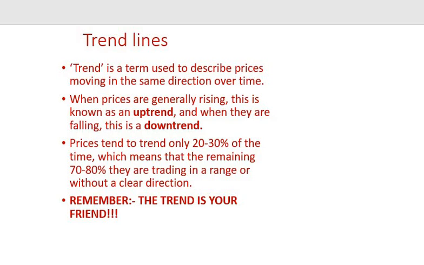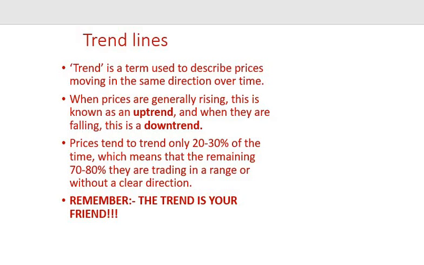We're talking about the trend line. Trend line is a term used to describe price moving in the same direction over time. When prices are generally rising, this is known as an uptrend. And when they are falling, this is called a downtrend. Let me just quickly explain this. Price tends to trend only 20 to 30% of the time, which means that the remaining 70 to 80% it is trading in a range or without clear direction.